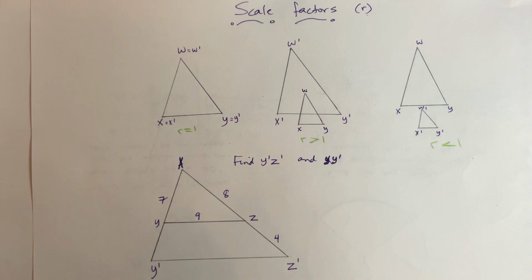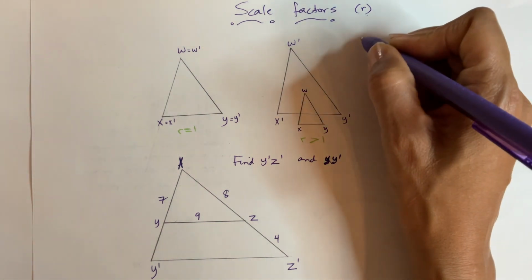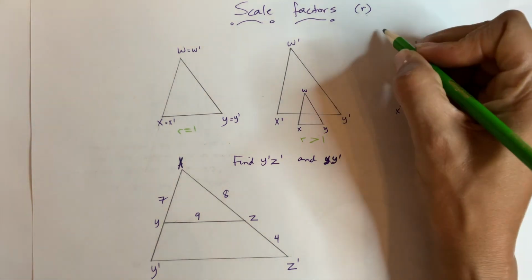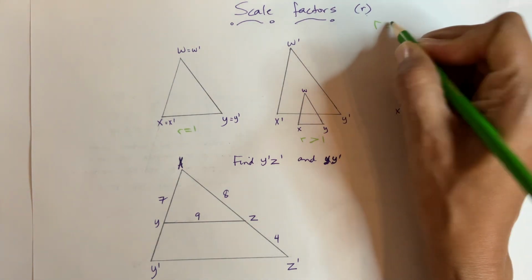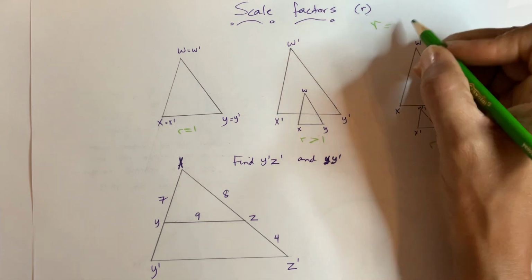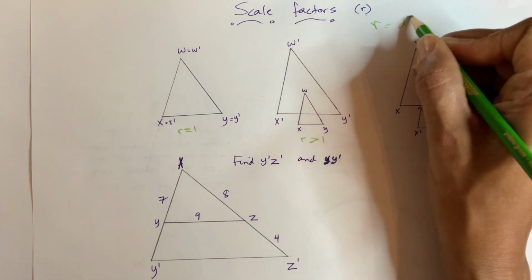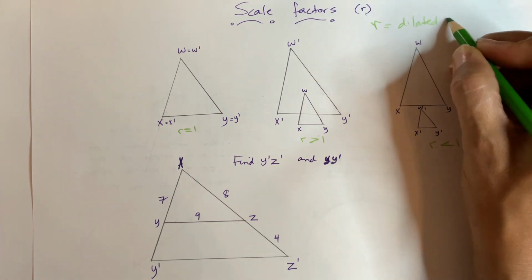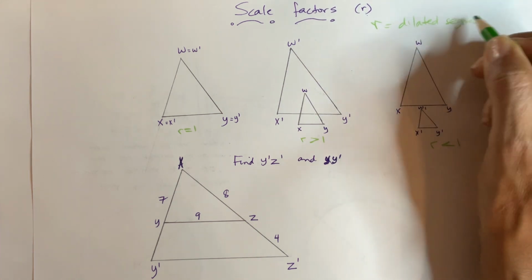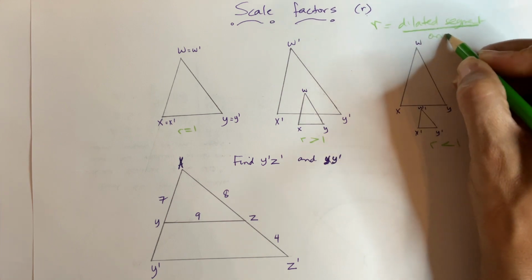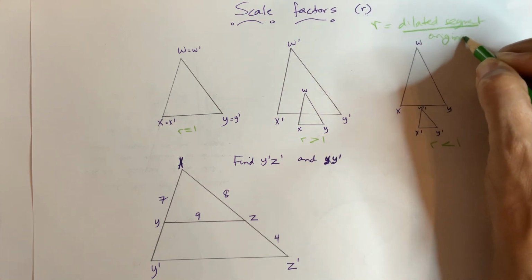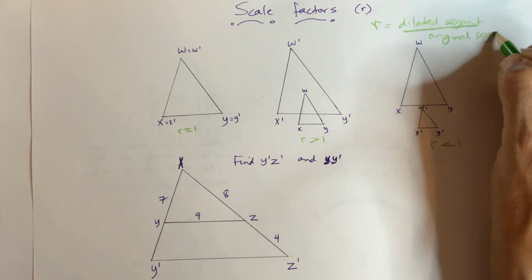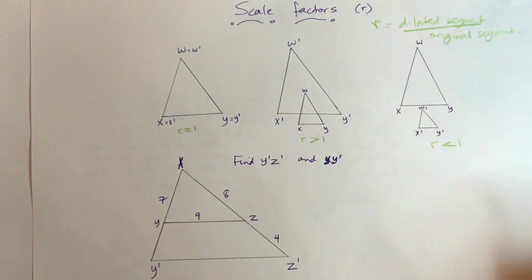And so there is also a formula to find the scale factor, which is r. So we're going to say r, and I'm going to write it in a different color. r, which is our scale factor here, is equal to our dilated segment over the original segment. Okay, that's what r is equal to.